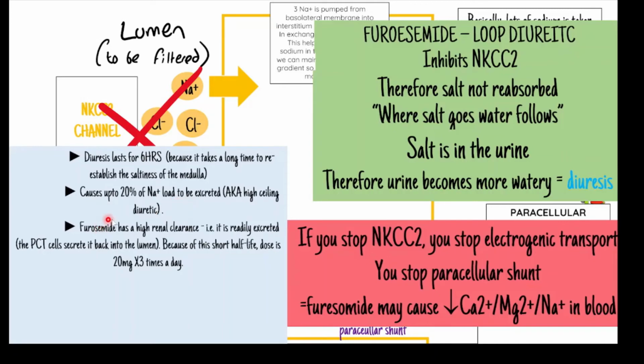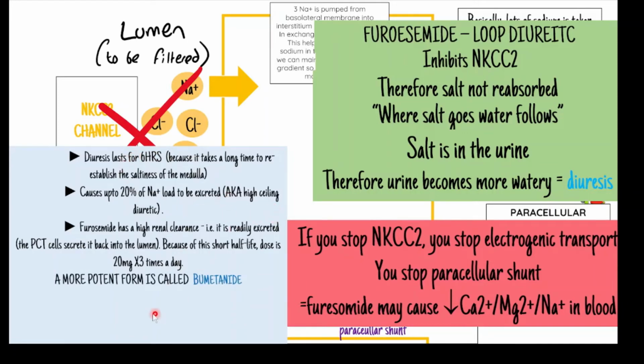Also, though, furosemide has something called a high renal clearance. Remember, renal clearance is about how quickly the kidney gets rid of stuff, i.e. it is readily excreted. So the proximal convoluted tubular cells secrete it back into the lumen. So a lot of your furosemide is weed out. Because of the short half-life, you're required to take it 3 times a day. And your dose is 20 milligrams 3 times a day. So that might be an SBA question. And with that dose, diuresis lasts for 6 hours.